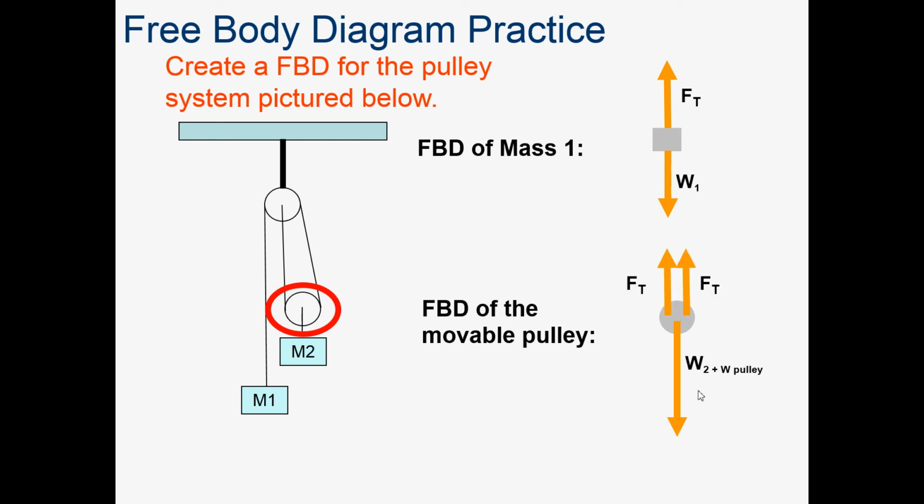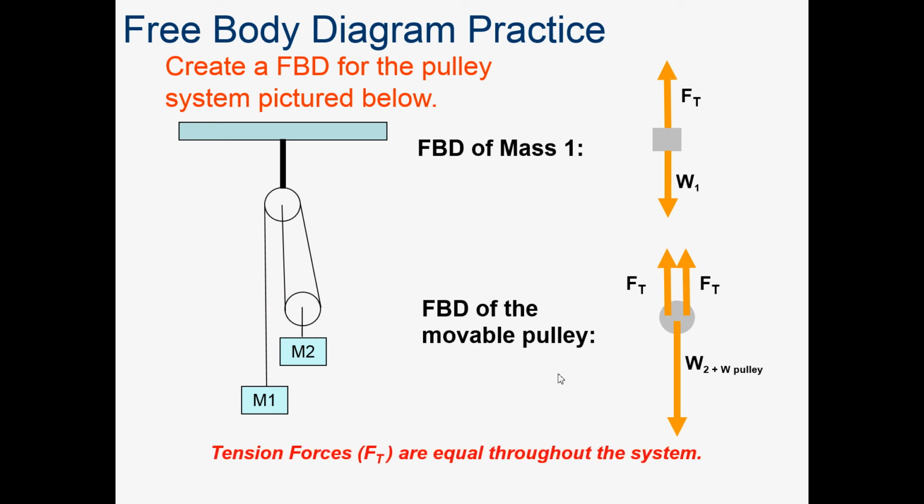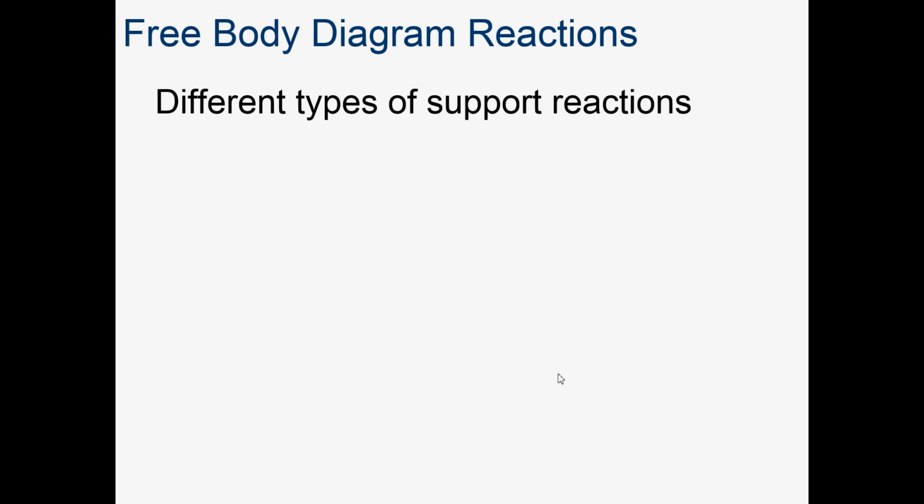Then we have 2 strings pulling up, one on each side, and we draw these separate because they are 2 forces. There's the string here and the string here, and they both pull up with a certain amount of tension. All right. As we remember from before, when we talked about pulleys, when you have something like this, the tension is the same throughout the entire system.